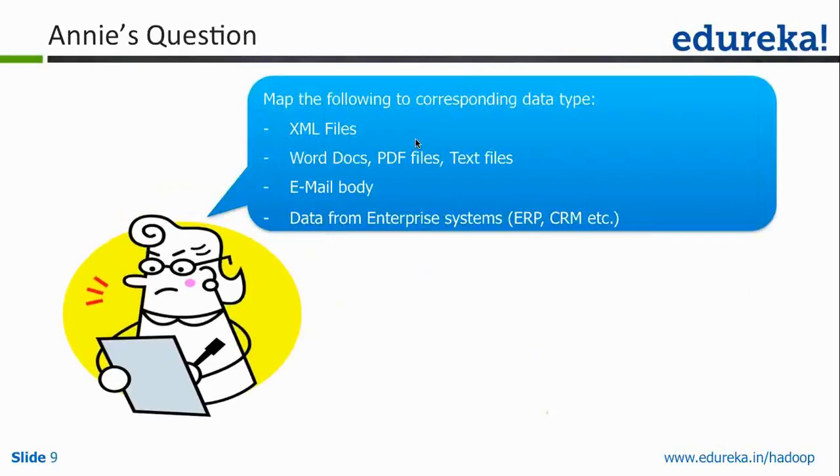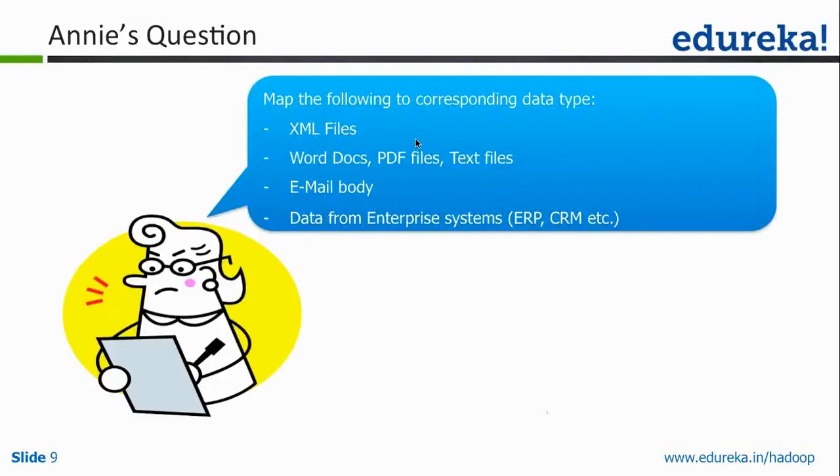Now, Annie has a question for all of you. Can you quickly do that? Can you map the following to corresponding data types, which means classify them as either unstructured, semi-structured, or structured? All of you, what is XML? Okay, good. So XML is semi-structured, that's right.